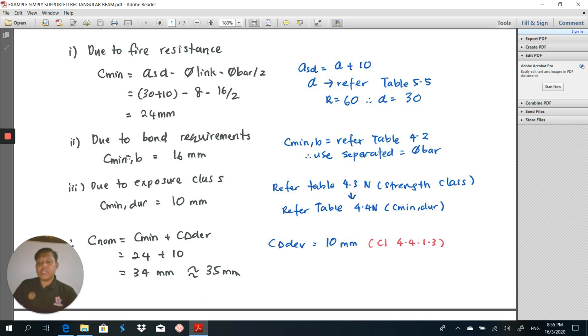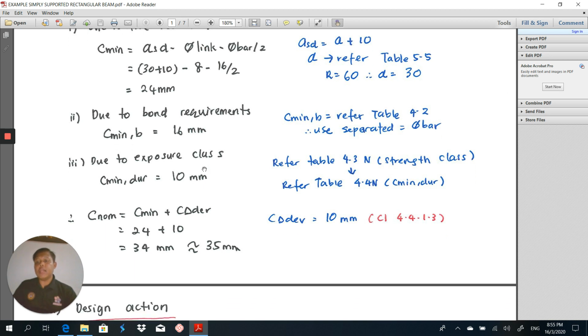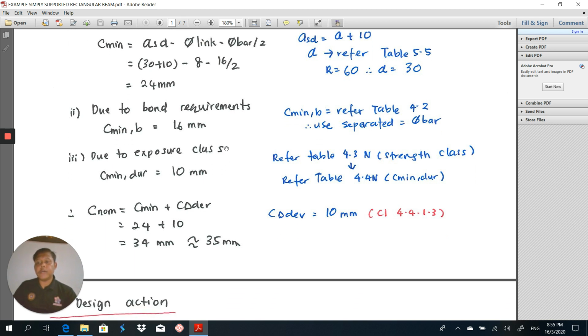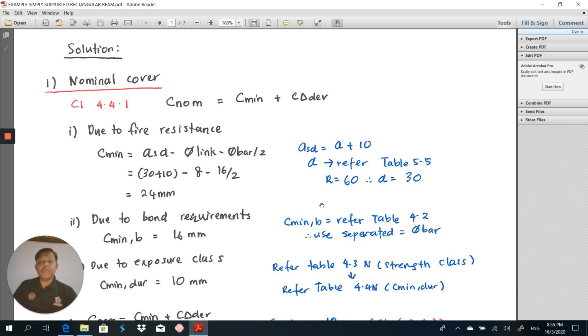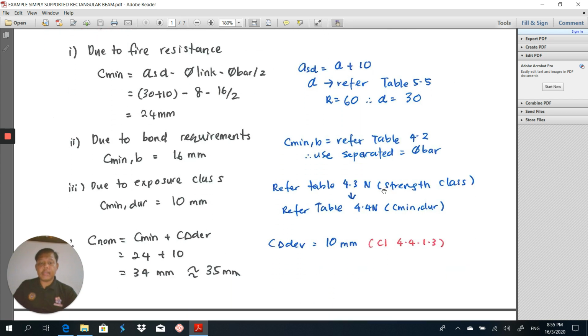Therefore, the C minimum B for the separated one is equal to the diameter of bar, where the assumption of the diameter of bar is 16 mm. Therefore, C minimum B is 16 mm. The last one is due to the exposure class, due to the environmental exposure. So we refer to the exposure class, which is XC1 given in the question here. Then we refer to table 4.3N, the strength class. In our case here, the fck given is 30 Newton per millimeter square.